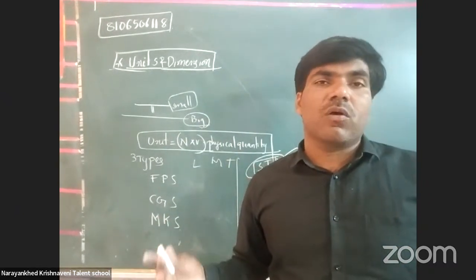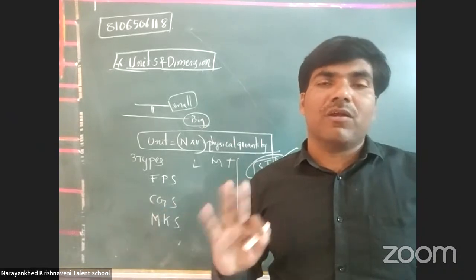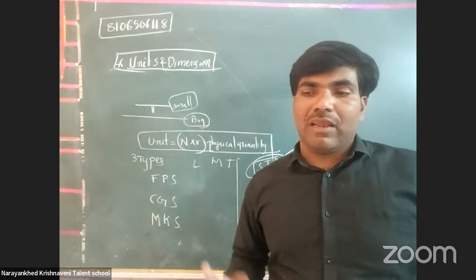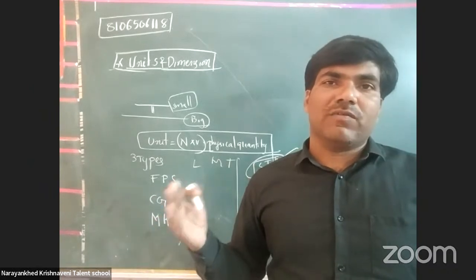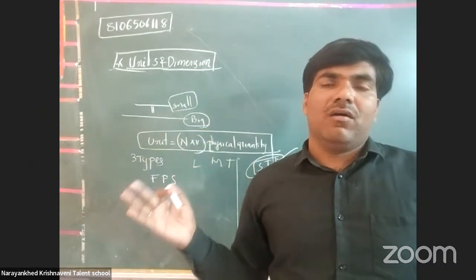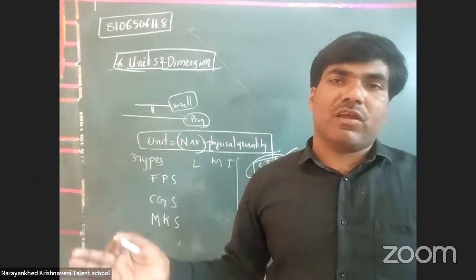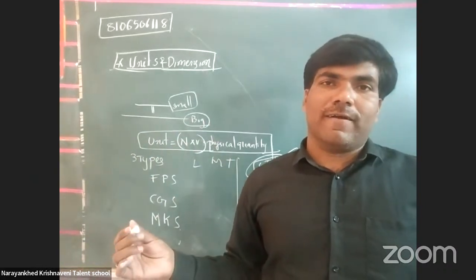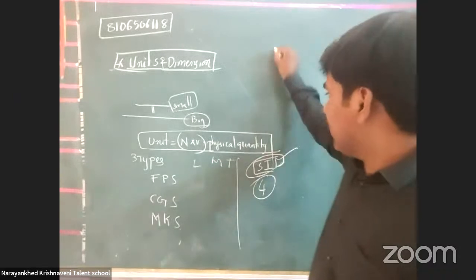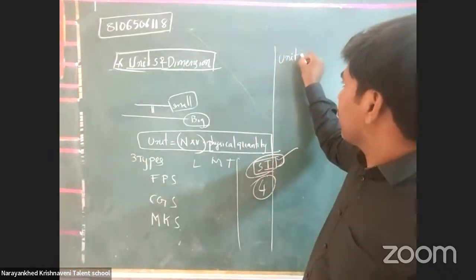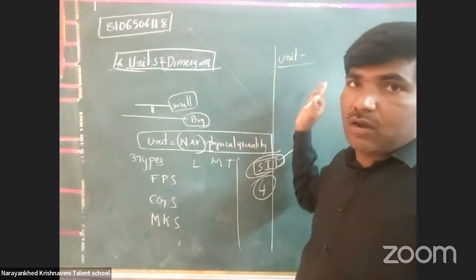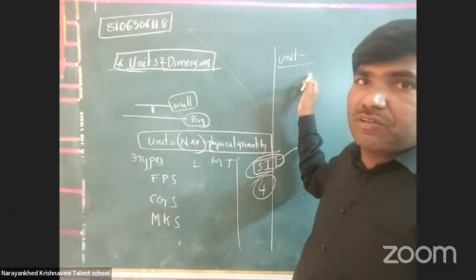Derived physical quantities are nothing but quantities built from the fundamental physical quantities, like velocity, acceleration, force. Whatever we discussed, those are derived physical quantities. Got it? For finding the unit of any physical quantity, you require these things. So many times we have discussed this.